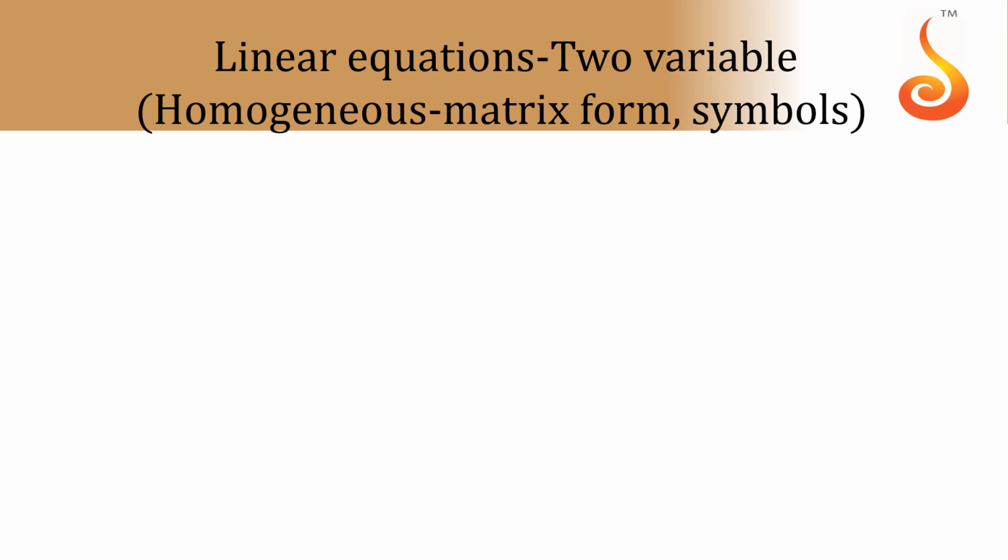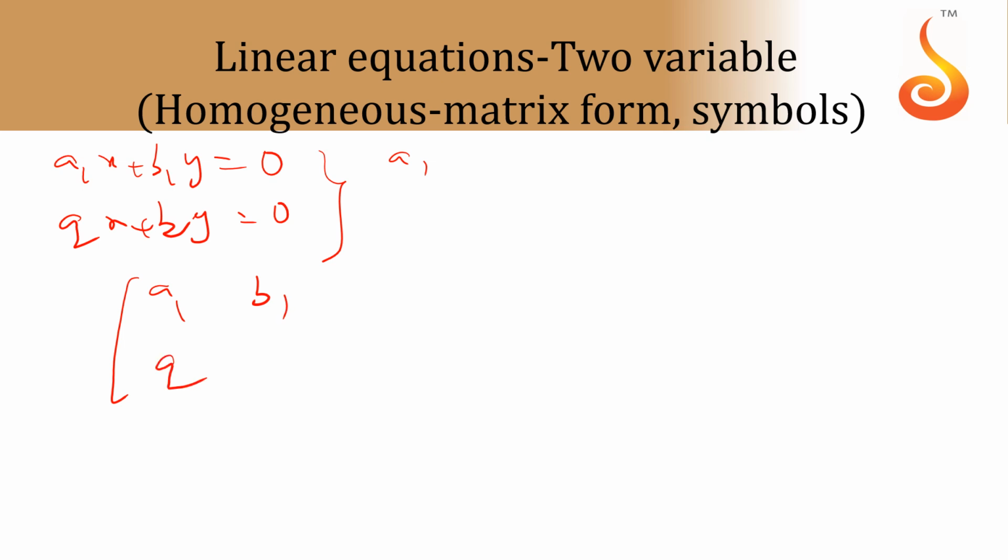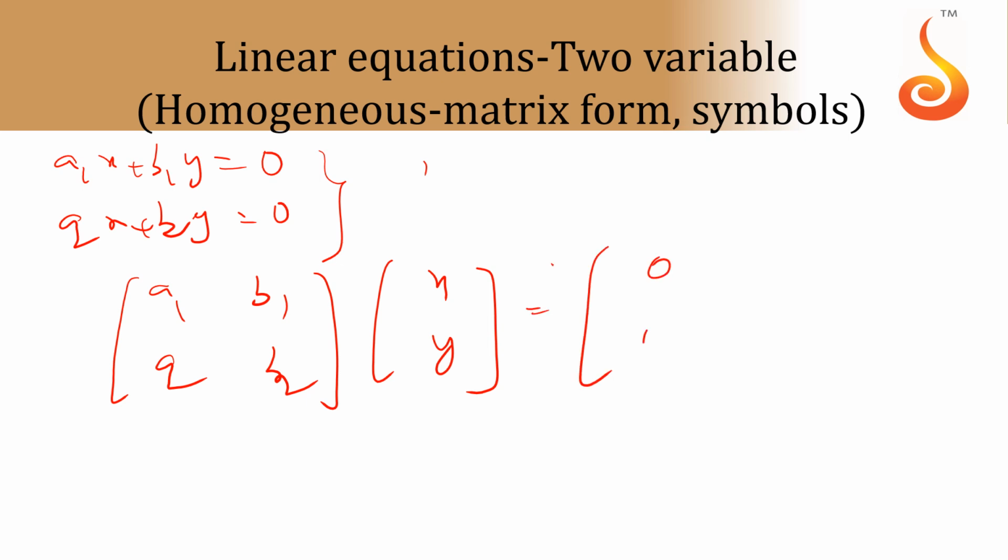Now, homogeneous. Homogeneous means both lines will pass through the origin. So there is no question of no solution. So the only possibility is a unique solution. That is how to symbolize this: a1 b1 a2 b2 into x y equal to 0 0. So this is A, this is X, this is B.